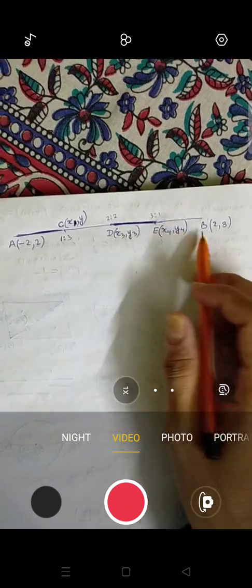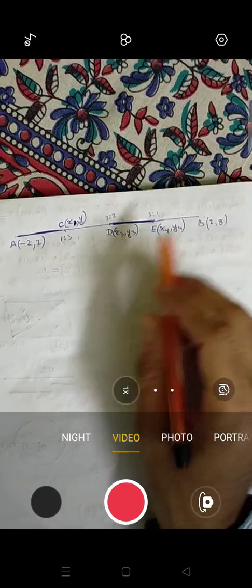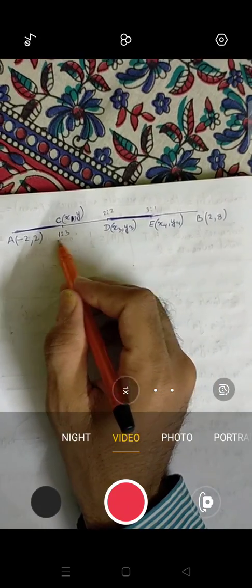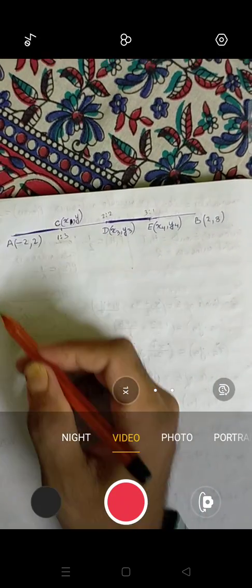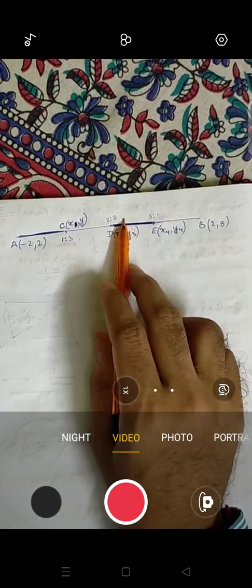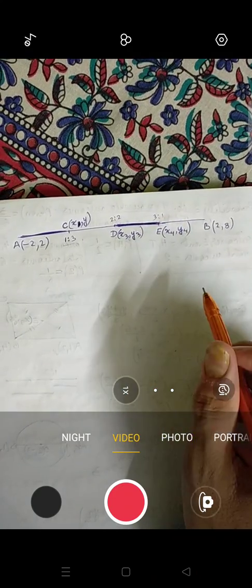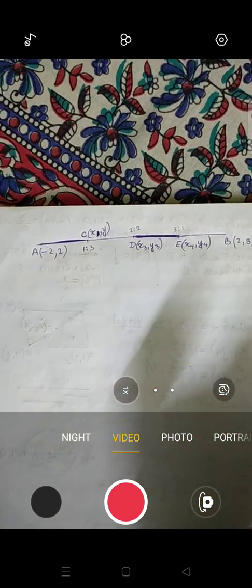Now you will apply the section formula. You will take this coordinate and this coordinate, and then apply the section formula. Your ratio will be this, and you will get the coordinate of this. Same way, if you take this and this, you will get the coordinate of this. If you take this and this, you will get the coordinate of E. Okay, so this way you can find your answer.